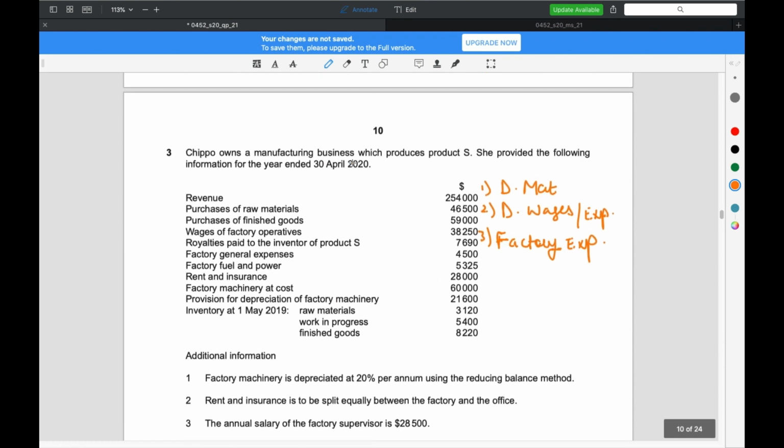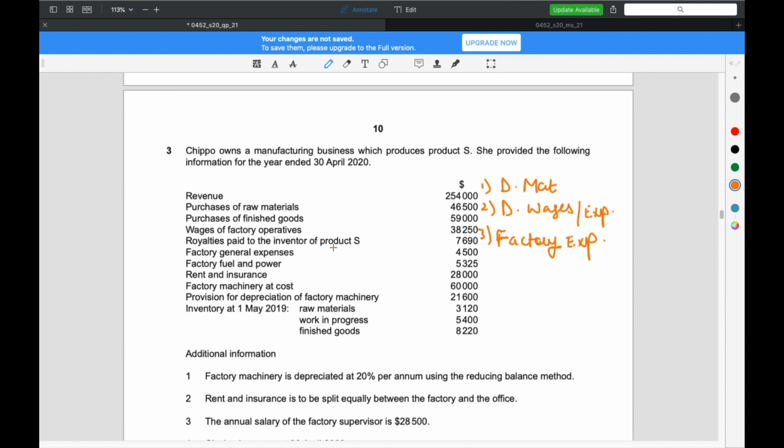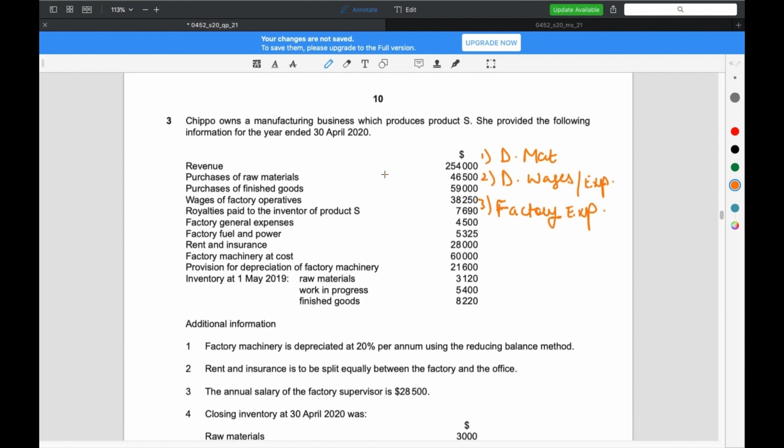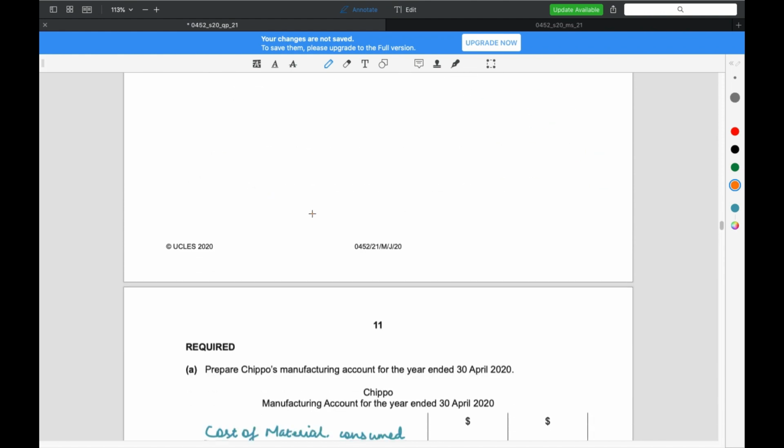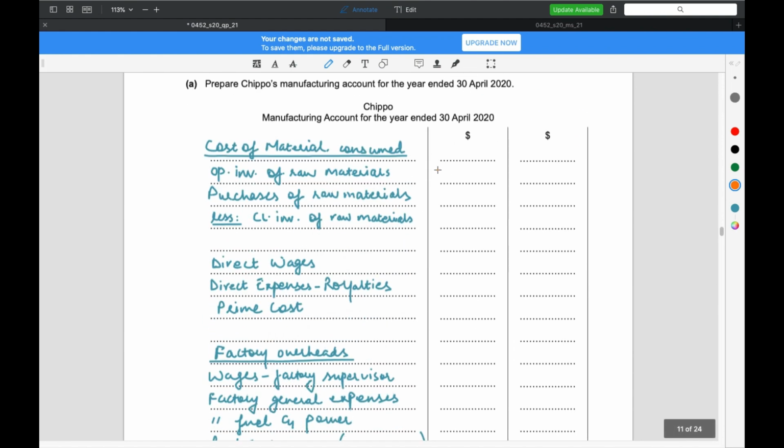So the basic format for the manufacturing account is that we deal with the direct materials first, and then the direct wages or the direct expenses, and then in the latter part of the account we deal with the factory expenses and then work in progress. Alright, so he's given you everything you need here. You just need to have the format for the manufacturing account memorized. So I've written down the headings as usual.